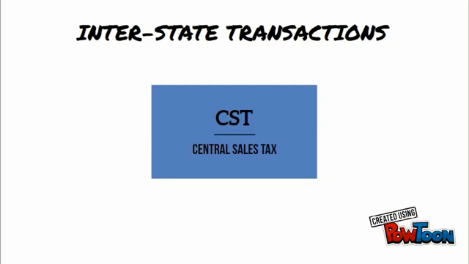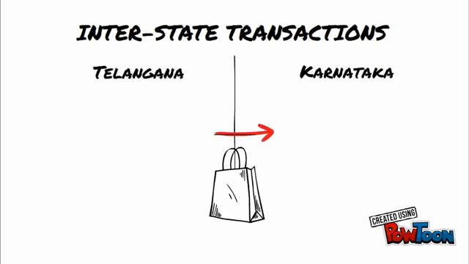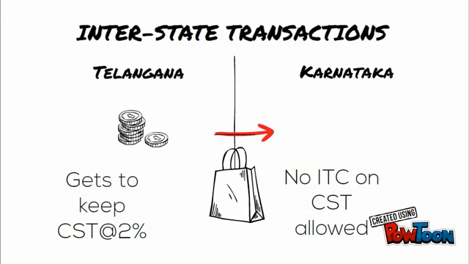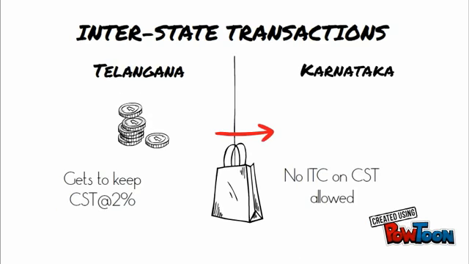Now, CST is a tax levied on interstate movement of goods. That is, this tax is collected and kept by the originating state. If a good moves from Telangana to Karnataka, CST at the rate of 2% on the value is collected and kept by Telangana state. No input tax credit of this tax amount is available to the buyer in Karnataka.